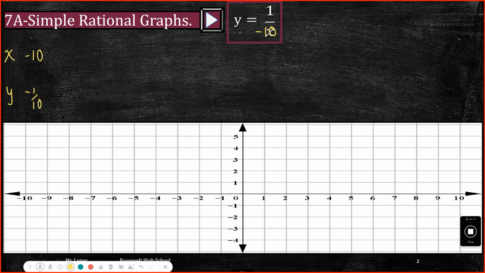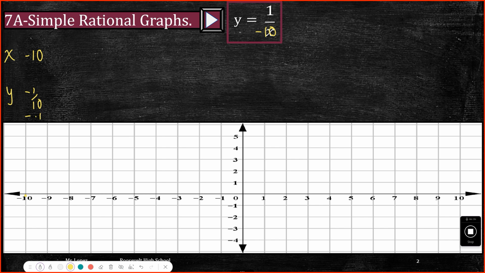So how do you graph negative 1 over 10? Negative 1 over 10 is what in decimal? 1 divided by 10. It is negative 0.1? So at negative 10 it is going to be negative 0.1. It's under, right there somewhere. Very close to the line.